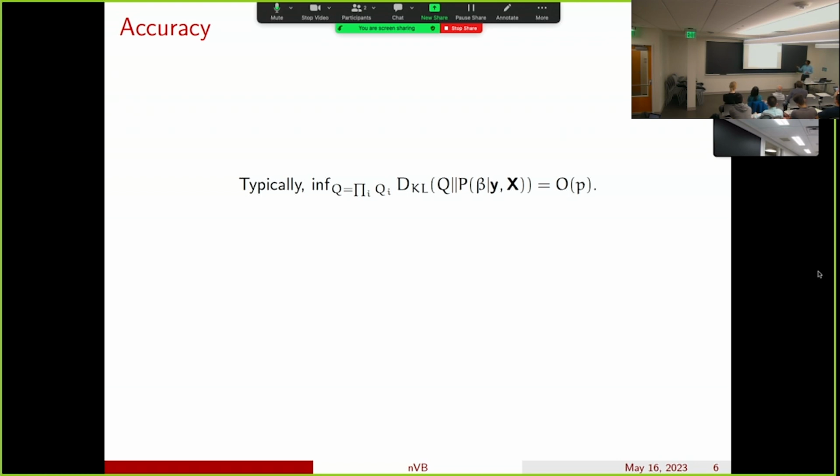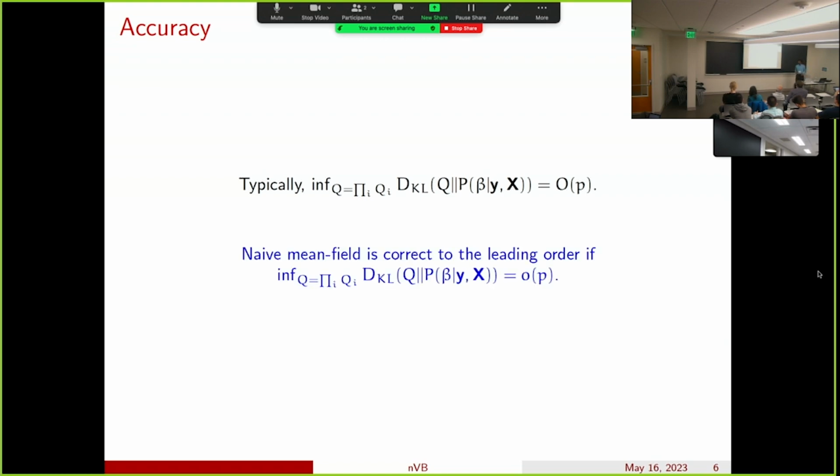So typically what will happen is that this infimum will actually be big O of p, if my distribution is not really close to any product distribution or mixture of products. This is typically what you would expect. And we'll say that this naive mean field approximation is correct to leading order if this infimum is actually little o of p instead of being big O.